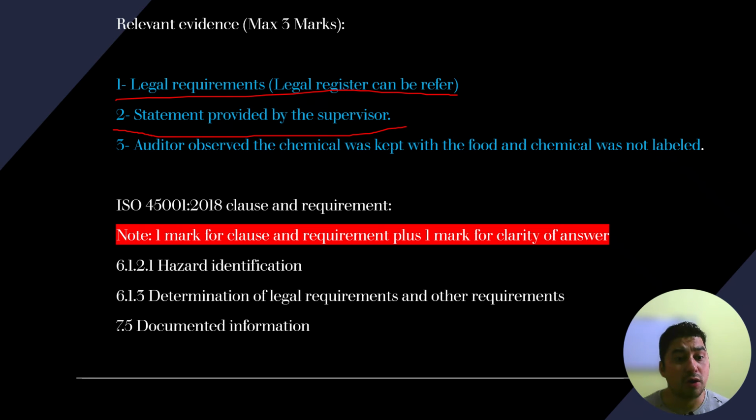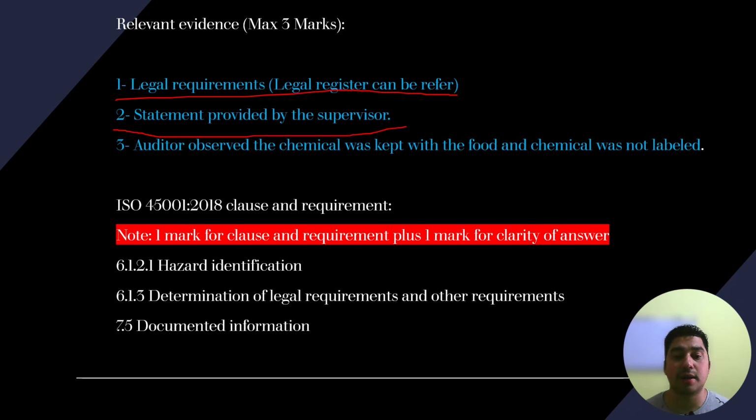Now the last question: ISO 45001 clause and requirements. In this one, for the ISO 45001:2018 clause, you have to identify which clause you are referring to in raising an NCR. For this question, you are raising an NCR, so definitely you have to give the ISO clause to the auditee, that as per which clause you are raising an NCR. So in this one, we can use the clause number 6.1.2.1 hazard identification, because the hazard was not identified for the chemical.